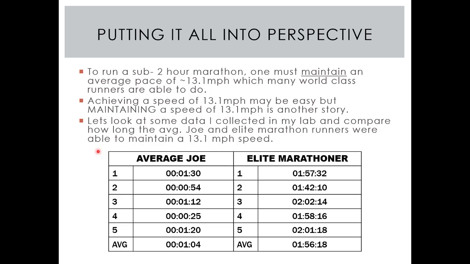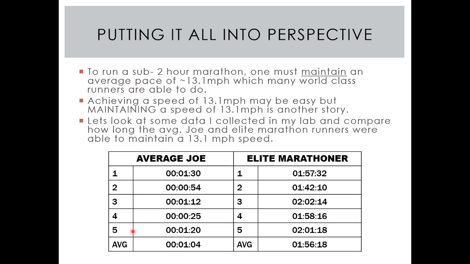Now, let's take a look at the results. First, let's take a look at how long the average Joe subjects could sustain the 13.1 miles per hour run. These average Joe subjects were just the everyday recreationally active individuals. So subject 1 was able to sustain that 13.1 mile per hour speed for only 1 minute and 30 seconds. Subject 2, 54 seconds. Subject 3, 1 minute and 12 seconds. Subject 4, only 25 seconds.